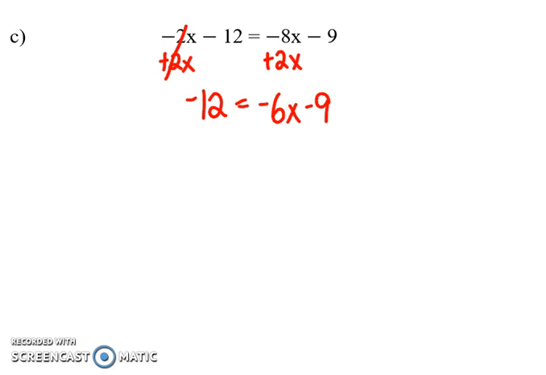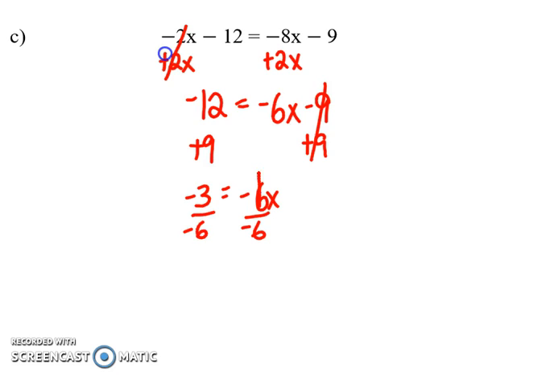Then I want to, again, get my x's by themselves. I want to add a positive 9 to both sides. So now I have that negative 12 plus 9 is negative 3 equals negative 6x. When I divide by that negative 6, my negative 6's cancel with my x. So then negative 3 divided by negative 6 is 1/2.